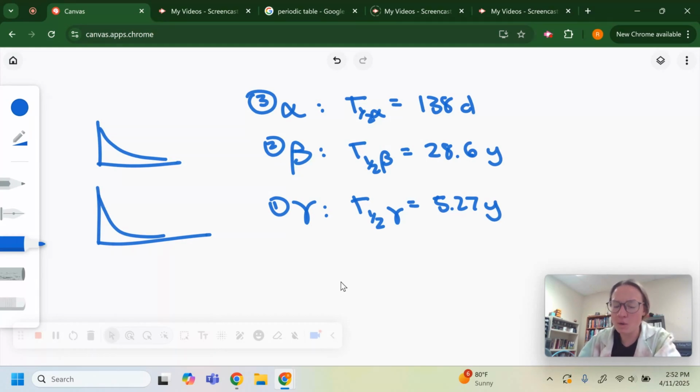But that's not the only thing that matters. Look at my alpha. My alpha has the shortest half-life, 138 days. So you would expect that my alpha emitter would cause this thing to go crazy. You would say it's decaying so rapidly that it should be shooting out little alpha particles like crazy. But my polonium isn't doing that. Why? See if you can figure it out. I'll give you a little hint.